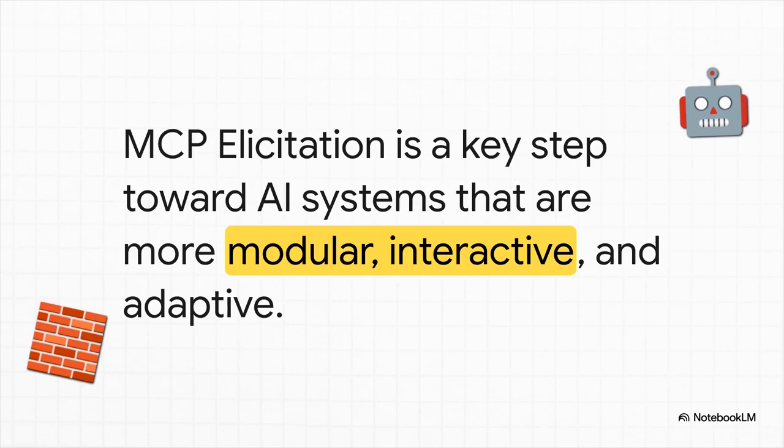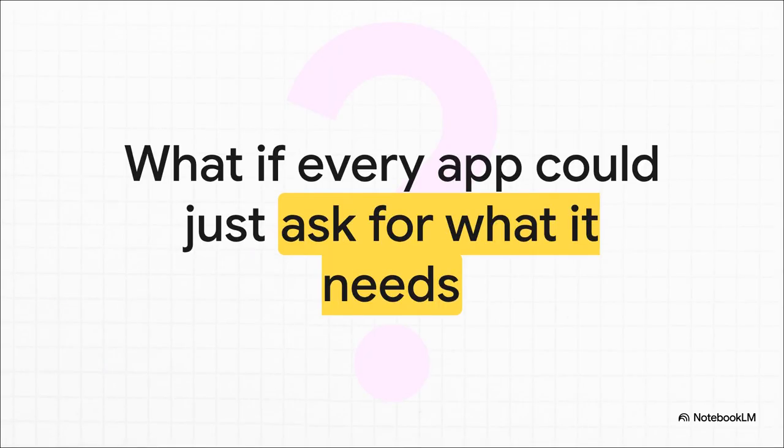We're moving away from rigid, pre-programmed systems and toward AI that can actually negotiate for the context it needs to be truly helpful. And so that leaves us with this final thought. What does our digital world start to look like when every app, every tool, every assistant can just have a polite, simple conversation with us to get the job done?